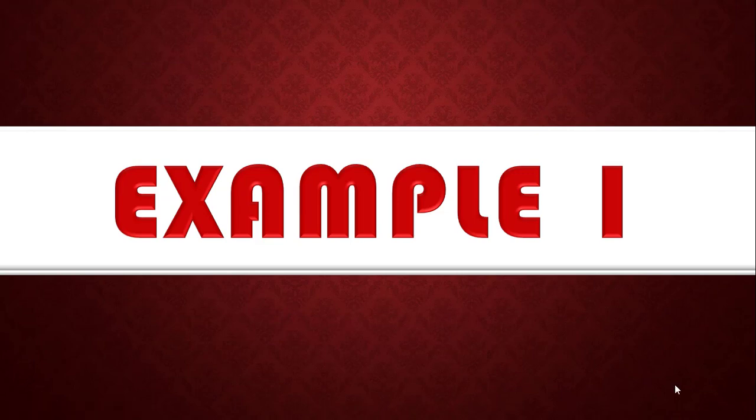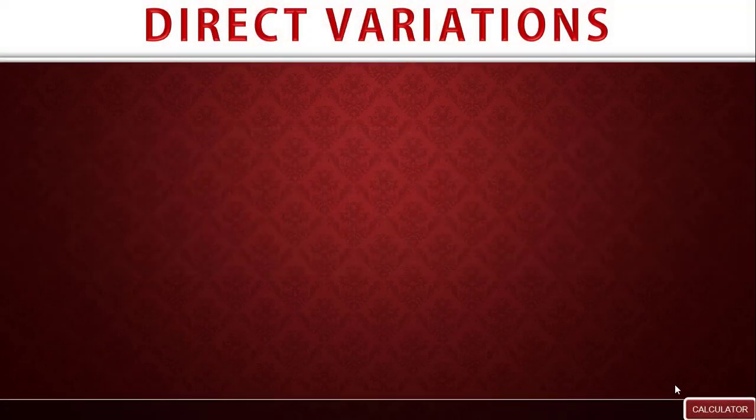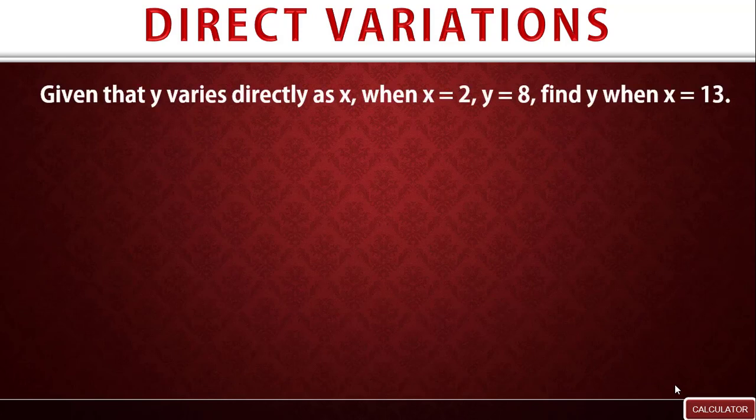Let's look at the first example on direct variation. Given that y varies directly as x, when x equals 2, y equals 8, find y when x equals 13. In this question, I want you to take note of this statement, y varies directly as x. What does this signal to you? It simply means that this question is a direct variation question because of the statement "varies directly." So that means we have y varies directly as x. This is the mathematical formula connecting them: y equals kx, where k is a constant.